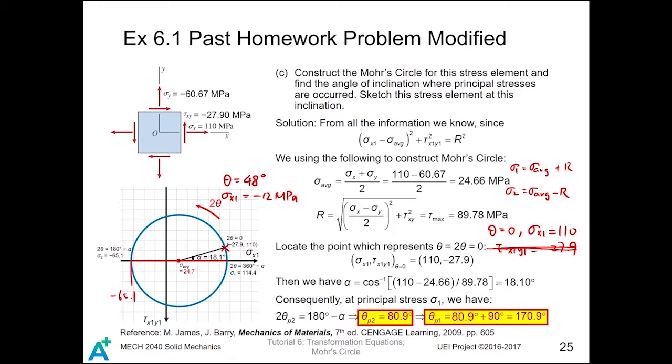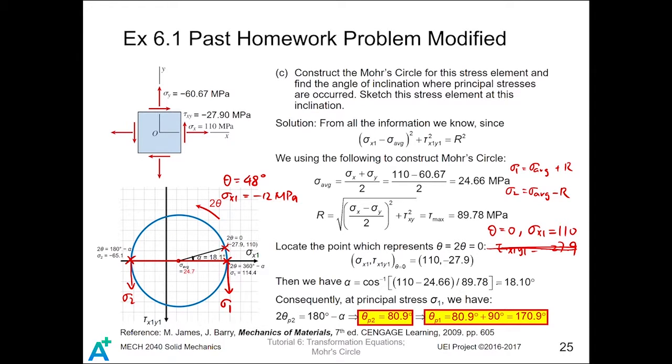The principal stresses are located here and here. Here we call it sigma 1, while here we call it sigma 2. For sigma 2, it has a principal angle of theta p2. Here it represents theta equals 0. Then 2 theta p2 represents this angle from theta equals 0 to the second principal stress, which, from the Mohr circle, is around 162 degrees, then theta p2 equals 80.9 degrees.